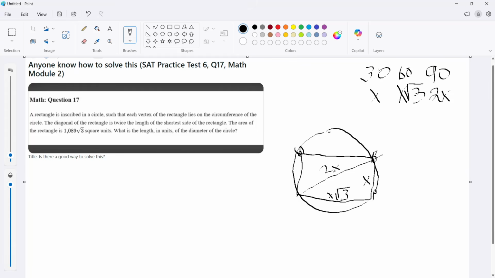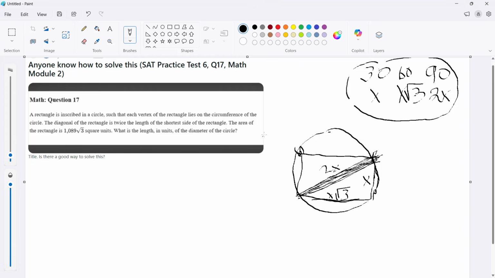Then it says the area of the rectangle is 1089 square root of 3. Well, that means if I multiply the length, x square root of 3, times x, it has to equal 1089 square root of 3. And so I can figure out what x is and then multiply it by 2 to find the diameter of the circle, which is the diagonal of the rectangle. And that's the key here, is knowing the 30, 60, 90 triangle and the ratio of sides.